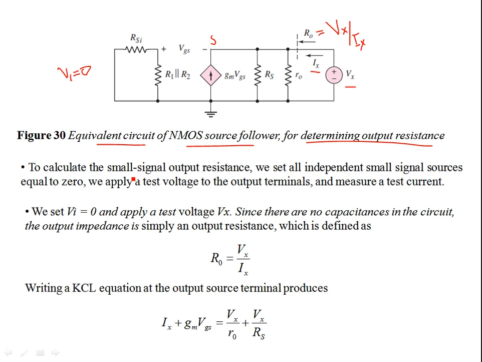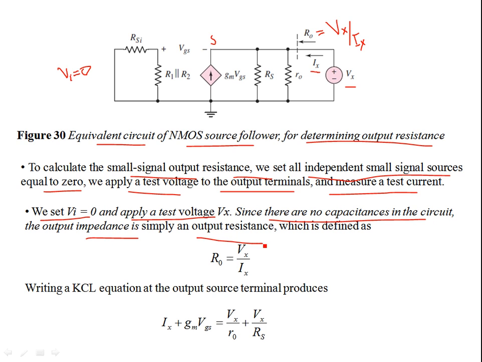To calculate the small signal output resistance, we set all the independent small signal sources equal to 0, and we apply a test voltage to the output terminals and measure the test current. So these are the two things: we need a test voltage and we need a test current. The ratio of that is the output resistance of the common drain, or source follower, amplifier. So we set the input voltage to 0 and apply a test voltage Vx. Since there is no capacitance in the circuit, the output impedance is simply the output resistance. This is real, not capacitive. So this is defined as R0 is Vx by Ix.